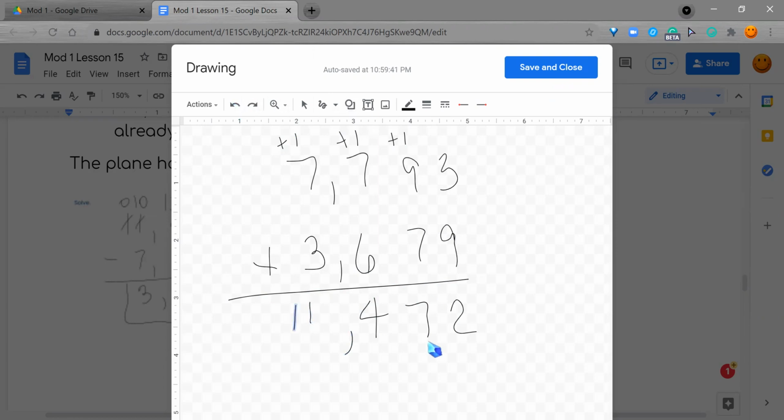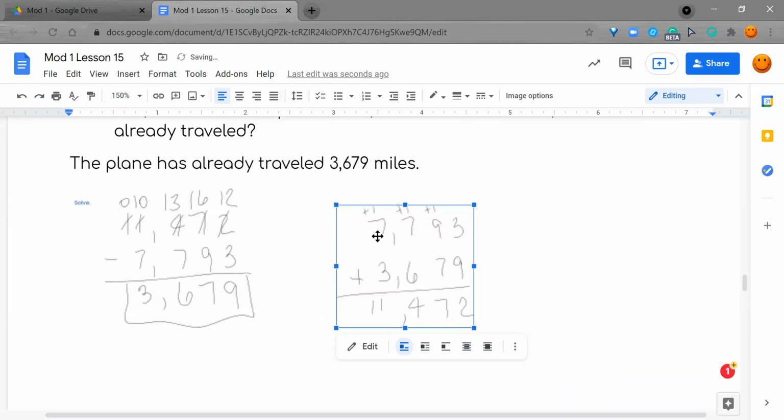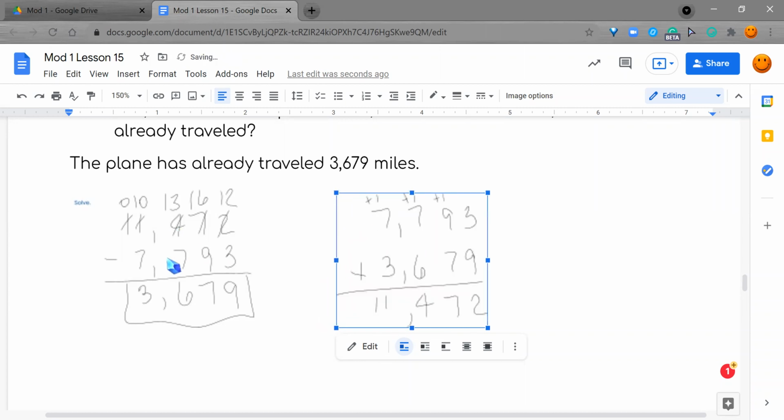Now I'm going to go see if this is the answer I had originally. I'm going to make that just a little bigger. 11,472. So I've checked my answer to make sure I am correct, because it's really important that I'm matching up, and I'm using a fact family, which means I'm using the exact same 3 numbers.